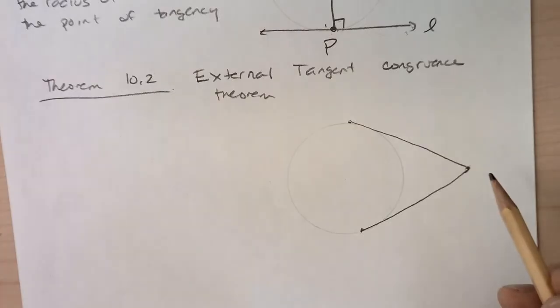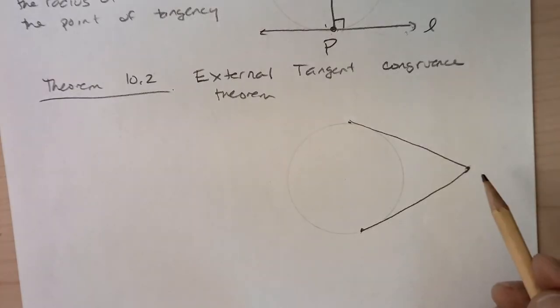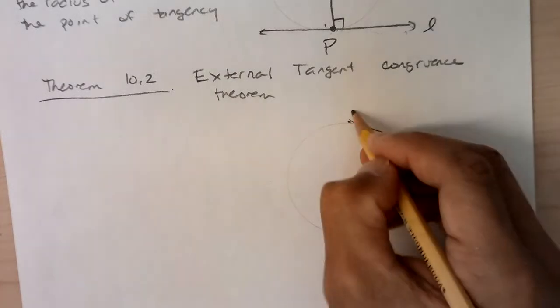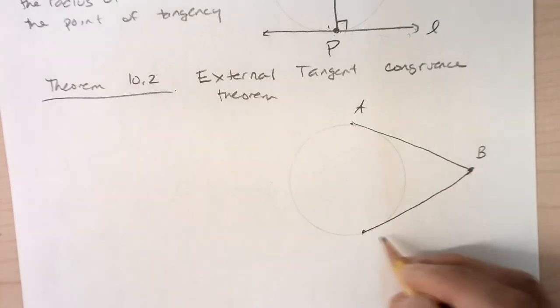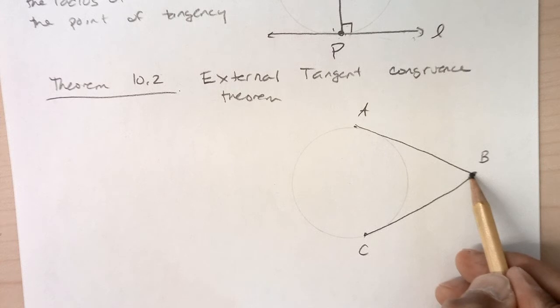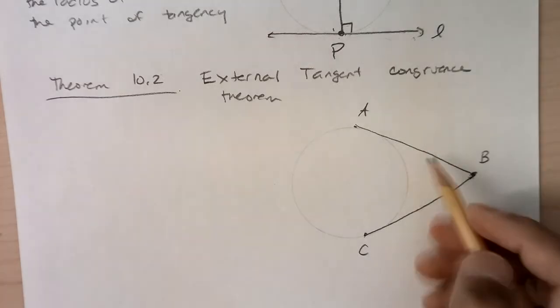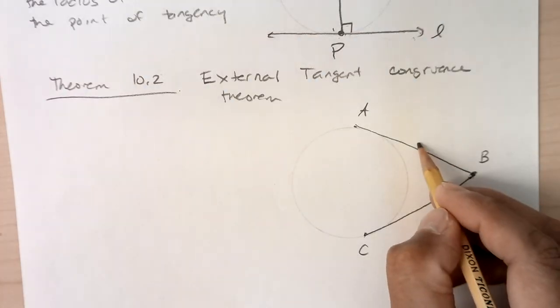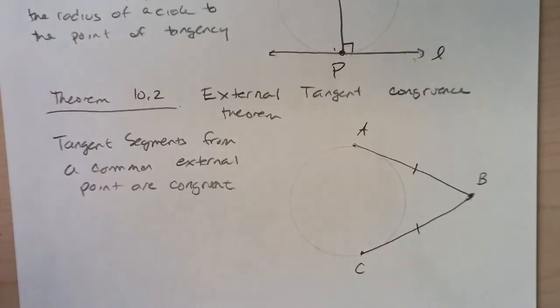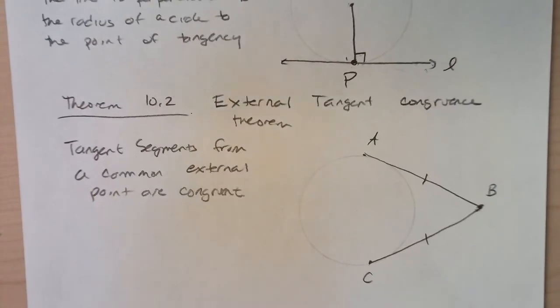two tangent segments from the same external point, call this segment or tangent AB, this tangent BC. If they're to the same external point, then those two tangent segments are congruent. So AB is congruent to BC. And there's the external tangent congruence theorem written out.